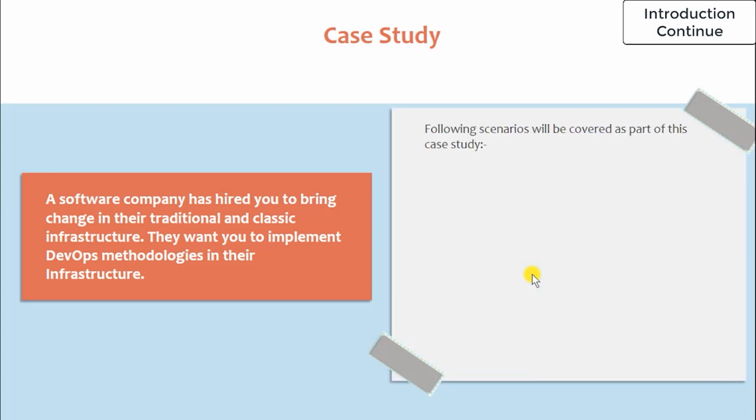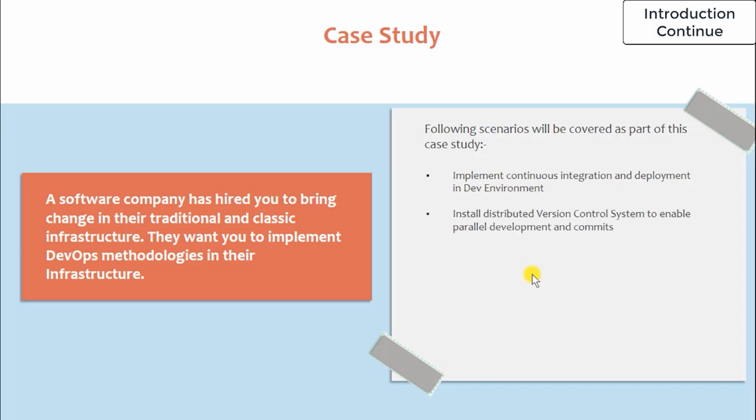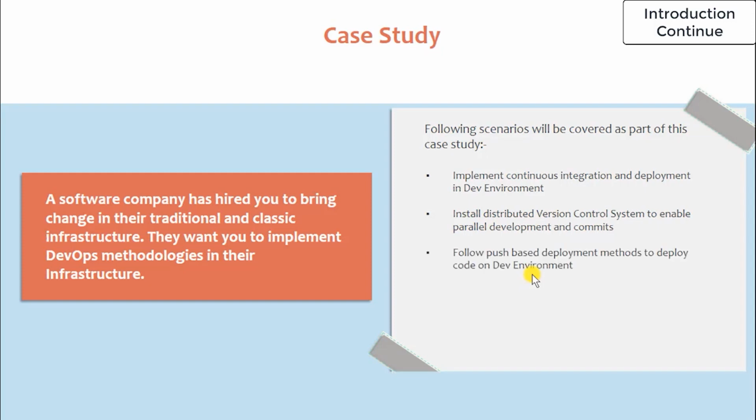So the following scenarios will be covered as part of this case study. You will be implementing continuous integration in the dev environment, and you will be installing a distributed version control system. The last thing is to follow push-based development methods to deploy code on the dev environment. We'll be seeing all those things in the case study.